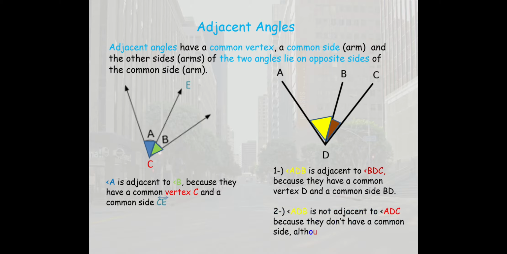Now angle ADB is not adjacent to angle ADC, although they have the same vertex, but they don't have a common side. So therefore they are not adjacent angles, as you can see.